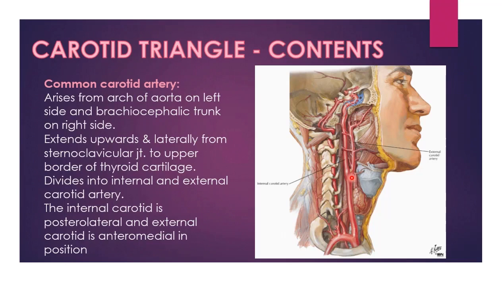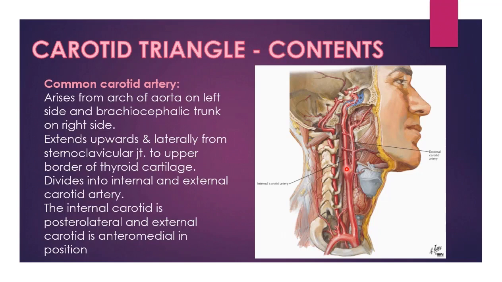At the level of the upper border of the thyroid cartilage, the vertebral level corresponds to C3, C4, the third or fourth cervical vertebra. The common carotid artery divides into the external carotid artery and the internal carotid artery. The external carotid artery is anterior and medial, whereas the internal carotid artery is posterolateral.